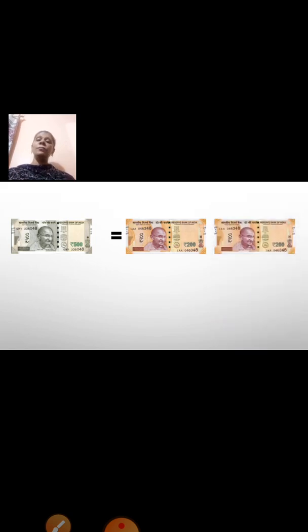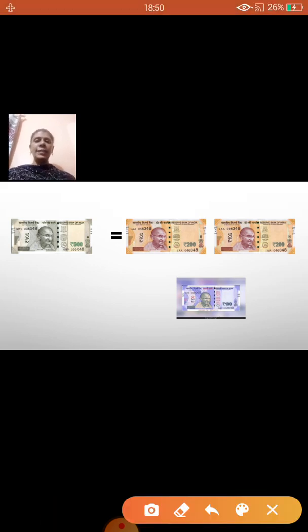Now, 500 rupee note. How are you going to make a 500 rupee note, children? Which coins or currency you are going to use? Okay, one 200 rupee note. Okay, one more 200 rupee note and one 100 rupee note. Okay, let us count and see.